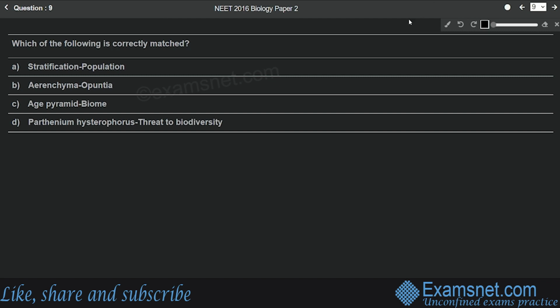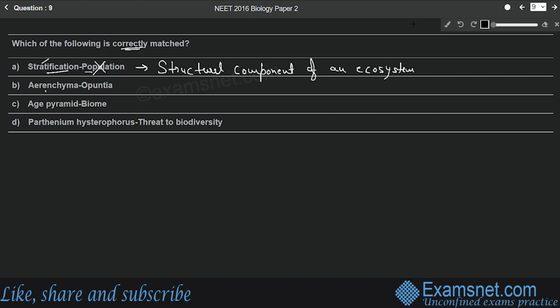Question number 9 is from the chapter Biodiversity and Conservation, and the question is which of the following is correctly matched? In the first option, stratification is matched with population. So what is stratification? It is the vertical distribution of habitat or vegetation. So we can say that this is a structural component of an ecosystem, where the vegetation or the habitat is distributed vertically. So this should not be matched with population, so this is not a correct match.